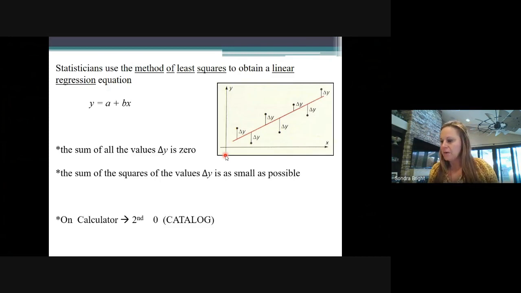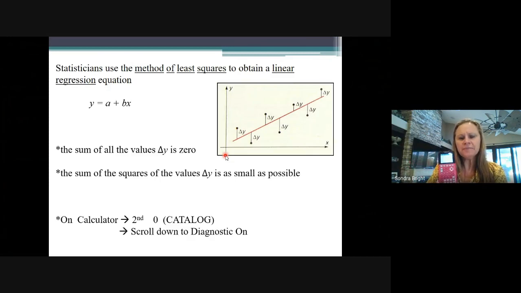We're going to be plotting stuff, but we want to turn our diagnostics on on our calculator so that it gives us some information. On your graphing calculator, hit the second button and then 0 to bring up the catalog. It's every single function that exists on your calculator. You want to scroll down to diagnostics on.